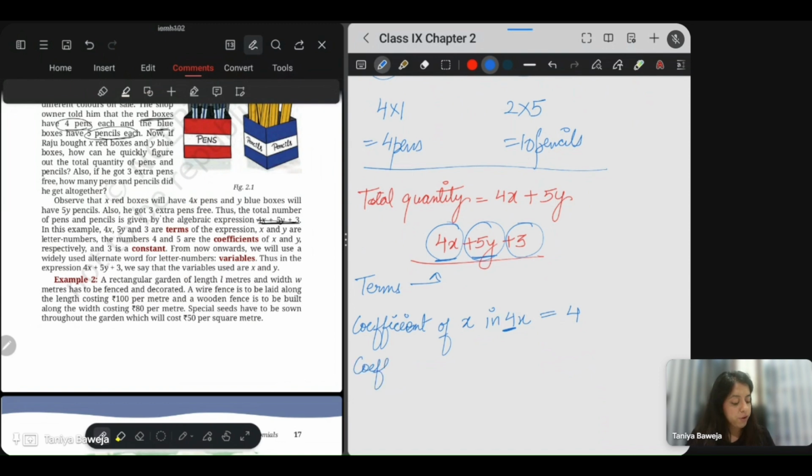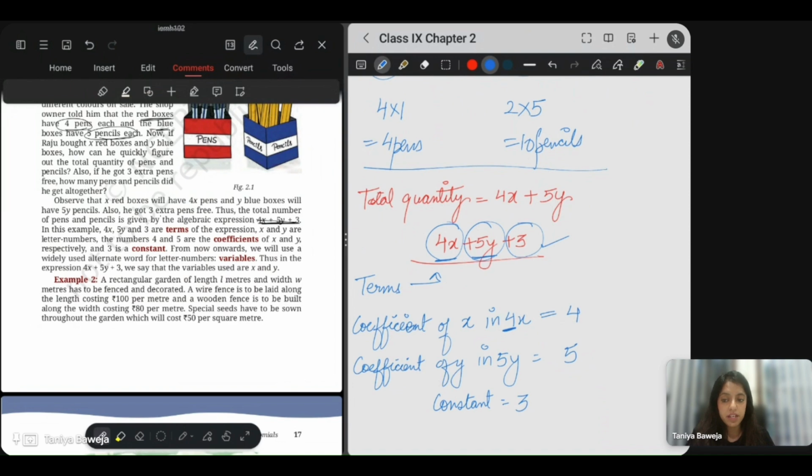Similarly, if we talk about the coefficient of y in 5y, it will be only 5. And when we talk about 3, our constant is 3. So from now onwards, we will use the widely used alternative word for letter numbers, which is variables, and this is the expression. So we have discussed our entire first example, in which we were told about terms, coefficients and the constant term.